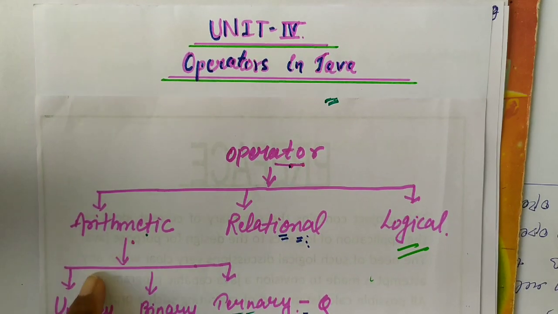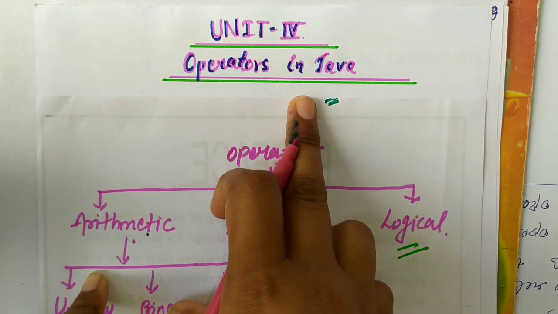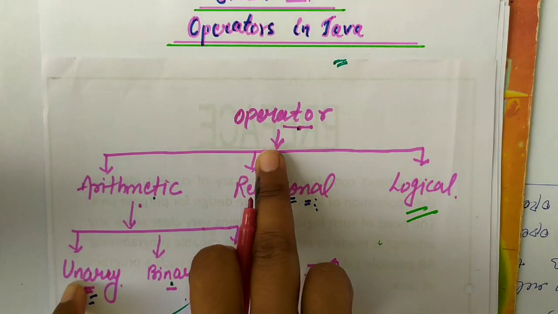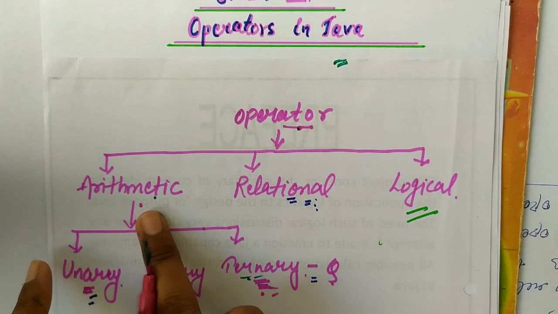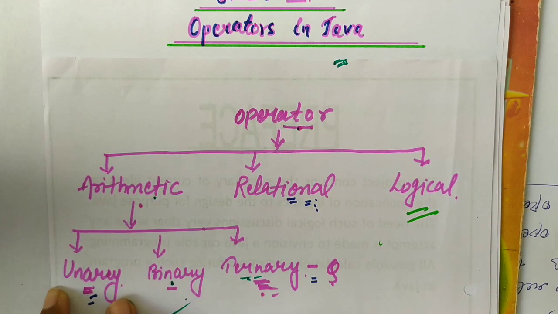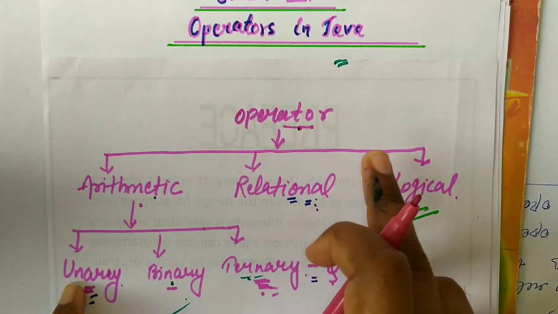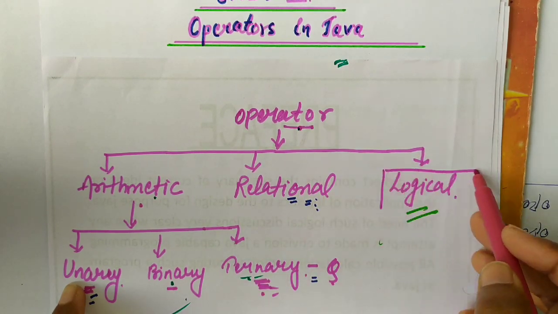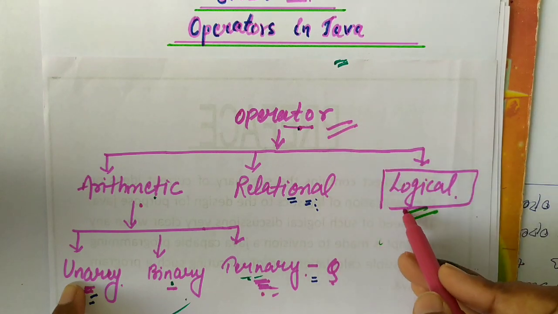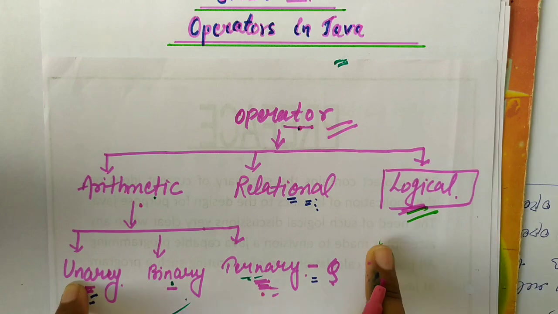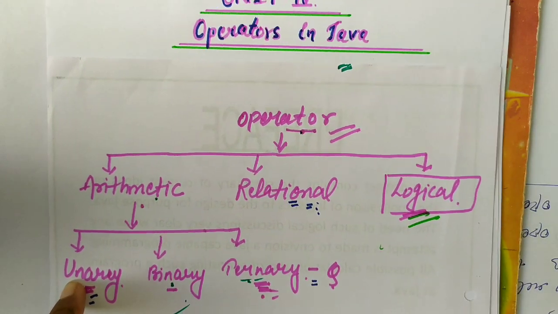Hello everyone, this is the last part of Unit 4, operators in Java. In the previous videos, we discussed the different types of operators, expressions, arithmetic, and different types of arithmetic operators. Also the questions on unary, binary, and ternary, and the relational operators. Today we will discuss the last topic of the operators, that is the logical operators and the different types of logical operators. So let's start the video.